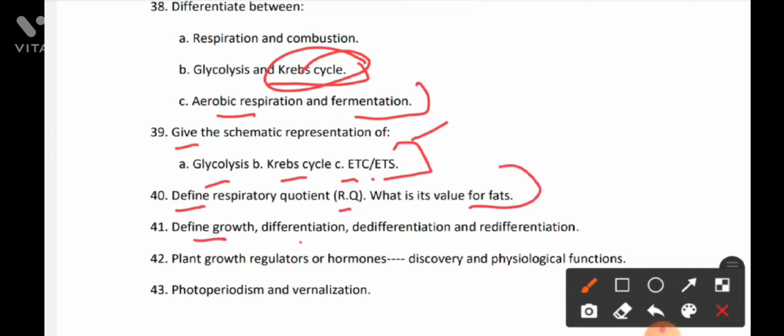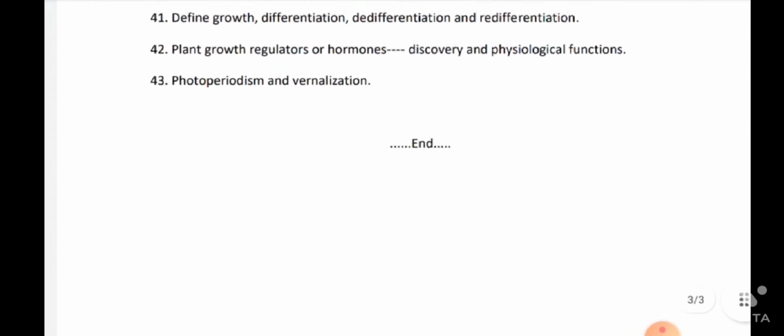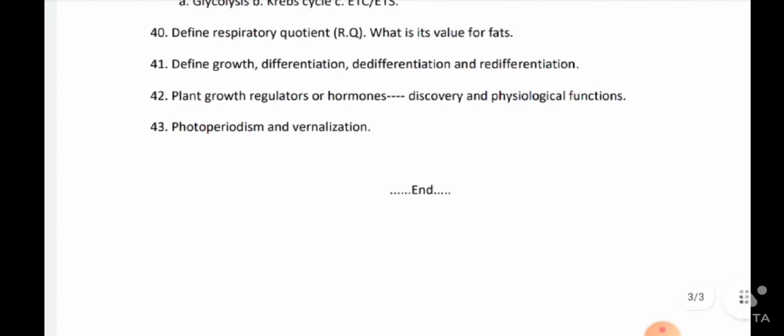Define growth, differentiation, de-differentiation and redifferentiation, plant growth regulators or hormones, discovery and physiological functions, photoperiodism and vernalization. And that was the last question.